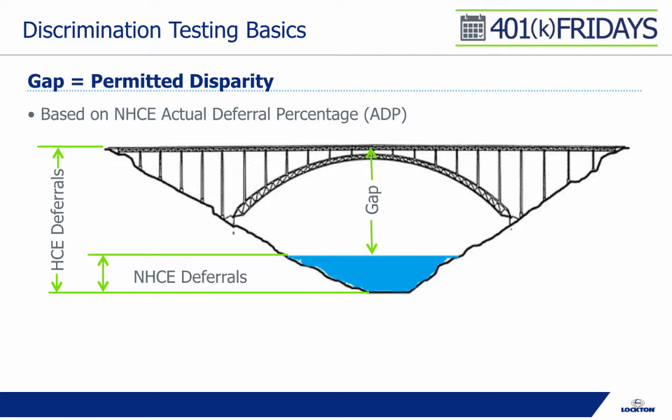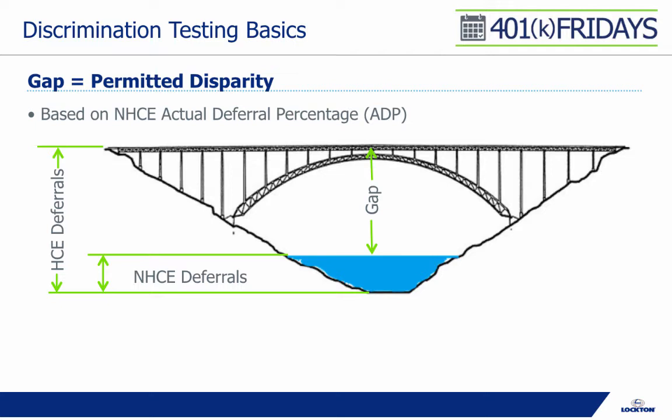As we talked about, there's one of two things you can do. One, you can provide a refund or return of contributions to your highly compensated employees. This strategy would be lowering the bridge to reduce the gap between the bridge and the water. Or number two, you can make an employer contribution into the plan through a QNEC, and that raises the water closer to the level of the bridge to close the gap.